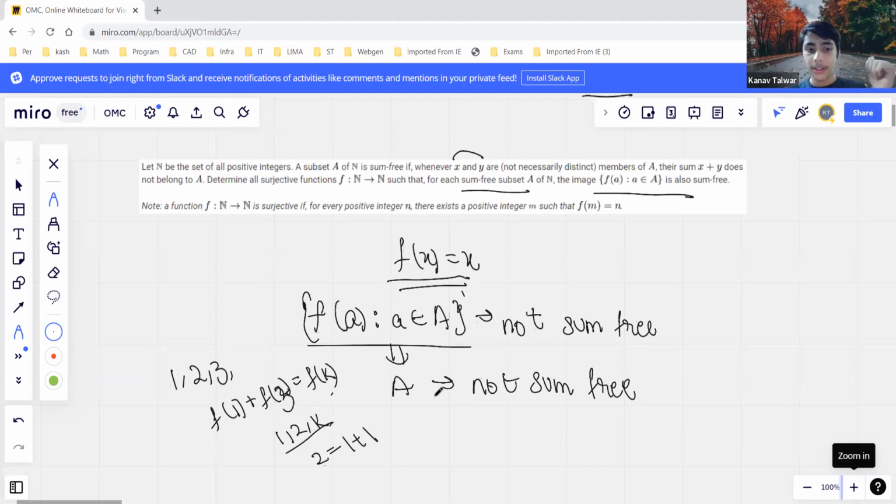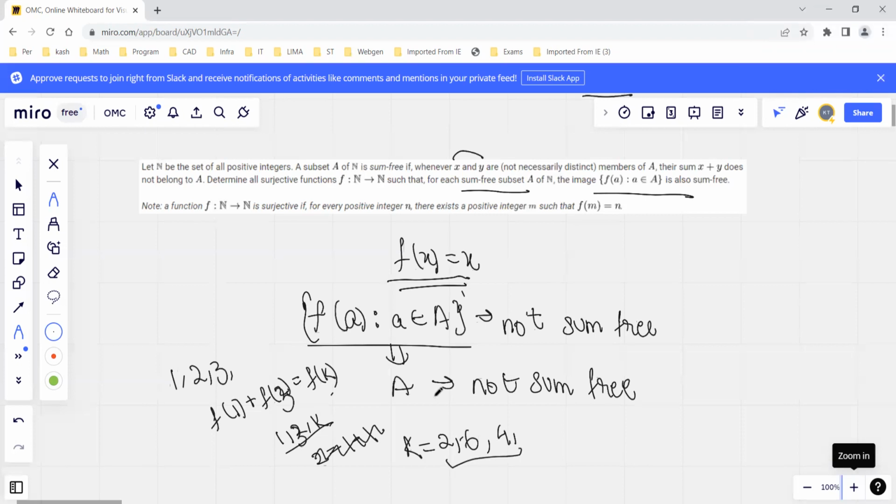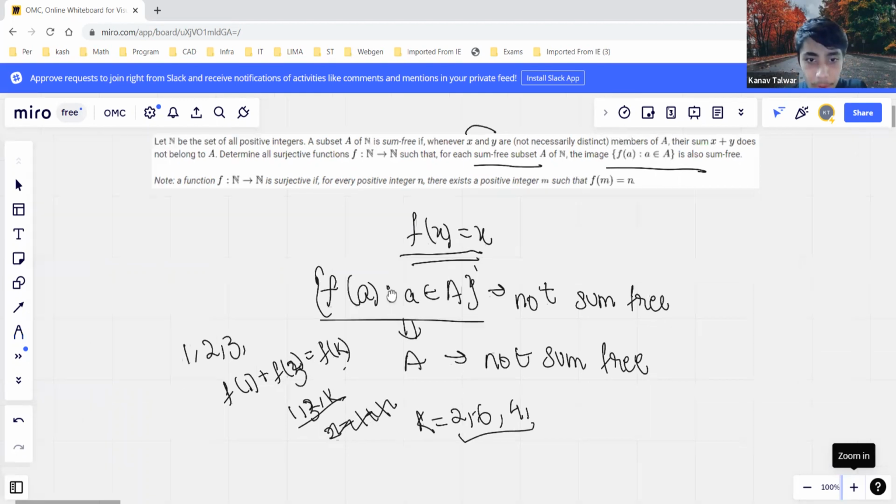Okay. So the set 1, 3, and k is not sum free. Thus k must be either 2 times 1, 2 times 3, 1 plus 3, or 3 minus 1. So k can be either 2, 6, or 4, right? Okay. Good. This idea is very nice. We will be using this idea quite frequently.